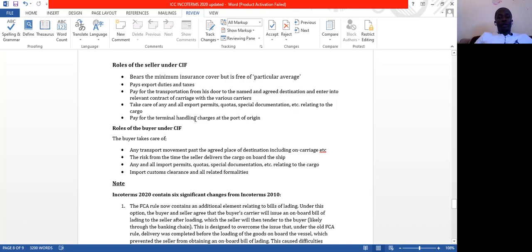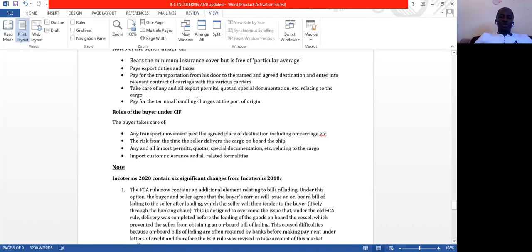The role of the buyer under the CIF is that the buyer takes care of any transport movement past the agreed place of destination, bears the risk from the time the seller delivers the cargo on board the ship, and handles any and all import permits, the quotas, and import customs clearance and all related formalities.